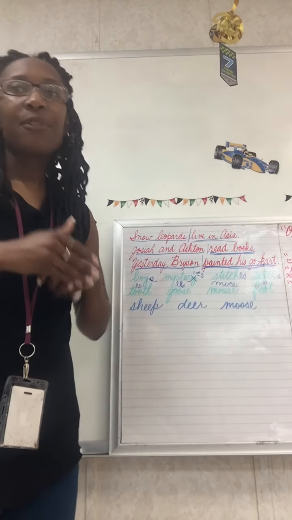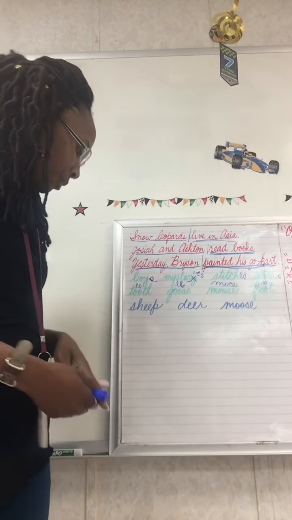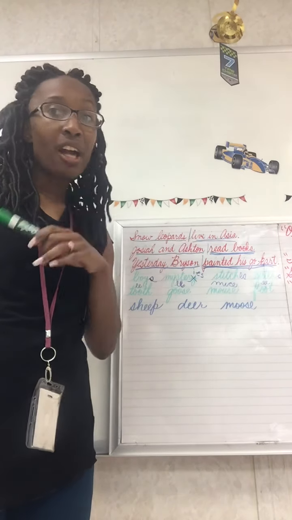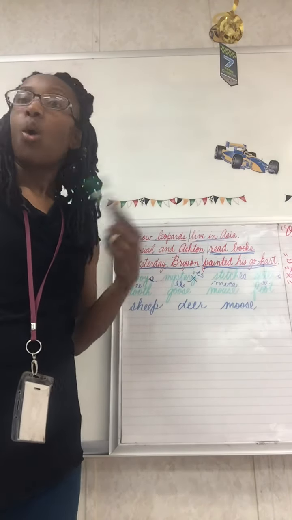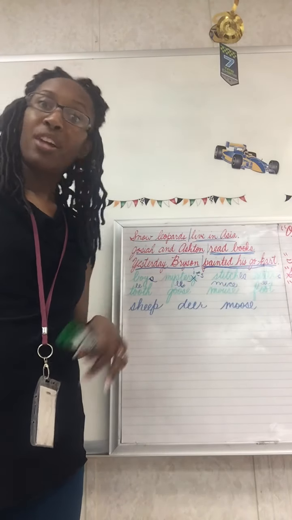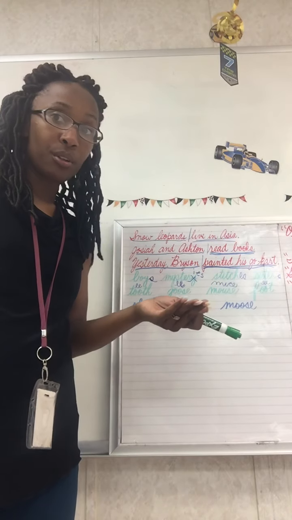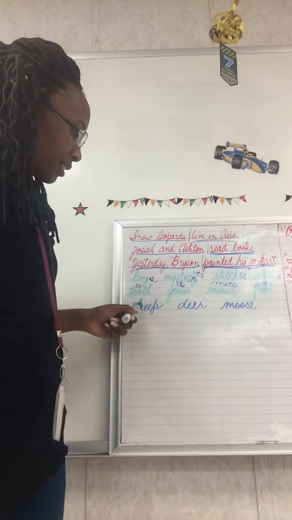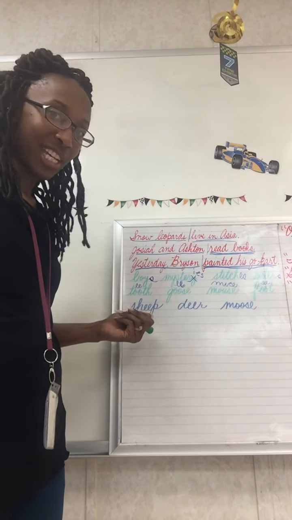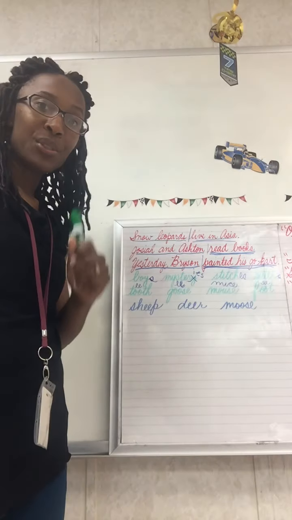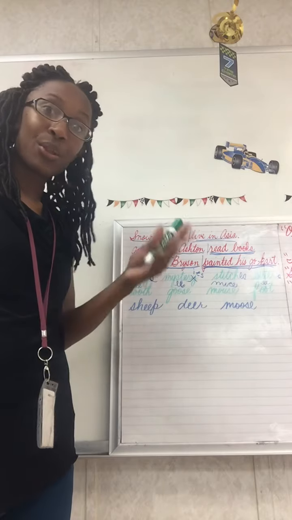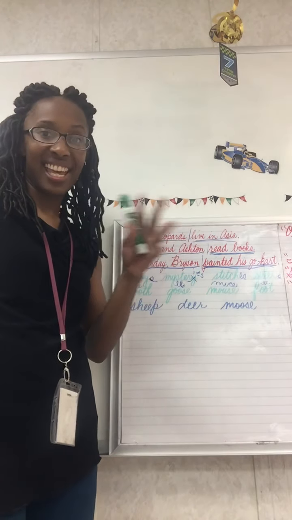Now class, if you look here at the very bottom of the board, you will see I have 3 words that have been written. Some nouns do not change at all when they become plural. Words like sheep, deer, and moose are the same whether they are singular or plural. Again, 1 sheep, 2 sheep, 3 sheep. It never changes. 1 deer, 2 deer, 3 deer stays the same. 1 moose, 2 moose, 3 moose. It stays the same. Until next time.